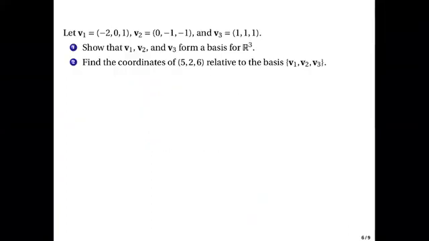Now, let v1, v2, and v3 be these vectors here. We want to show that v1, v2, and v3 form a basis for R3. And then find the coordinates of (5, 2, 6) relative to the basis v1, v2, and v3.